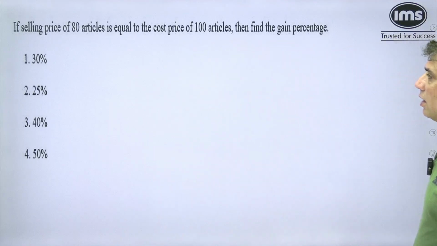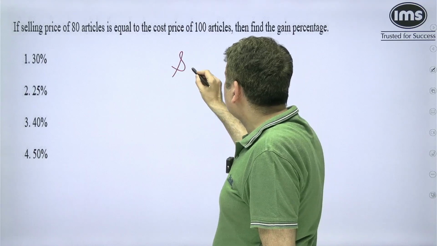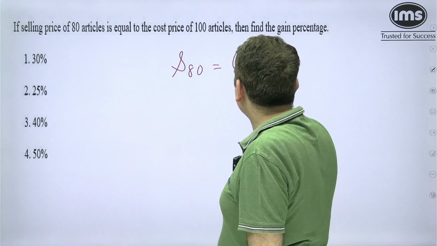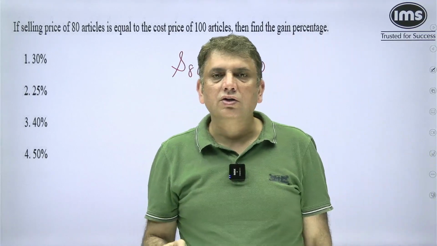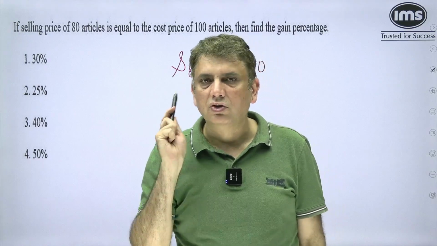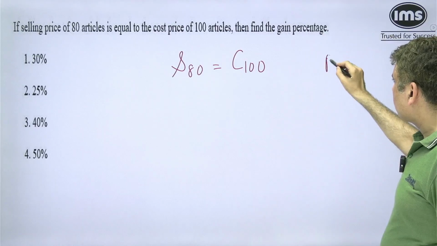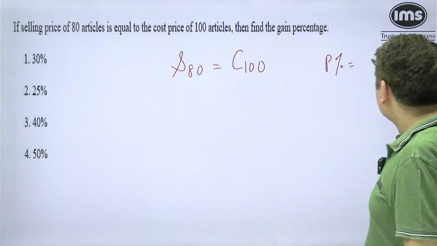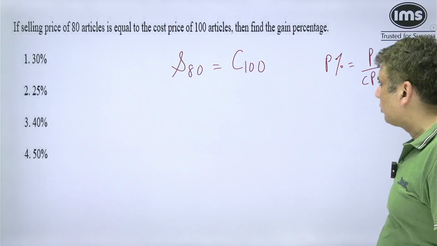Question number 1. If selling price of 80 articles is equal to cost price of 100 articles, then find the gain percentage. Now for all these questions, my advice would be to pause the video and solve the question first before you see the solution. Now we know gain percentage or loss percentage, profit percentage or loss percentage is always calculated on the cost price. This is profit by cost price into 100. This is profit percentage or gain percentage.